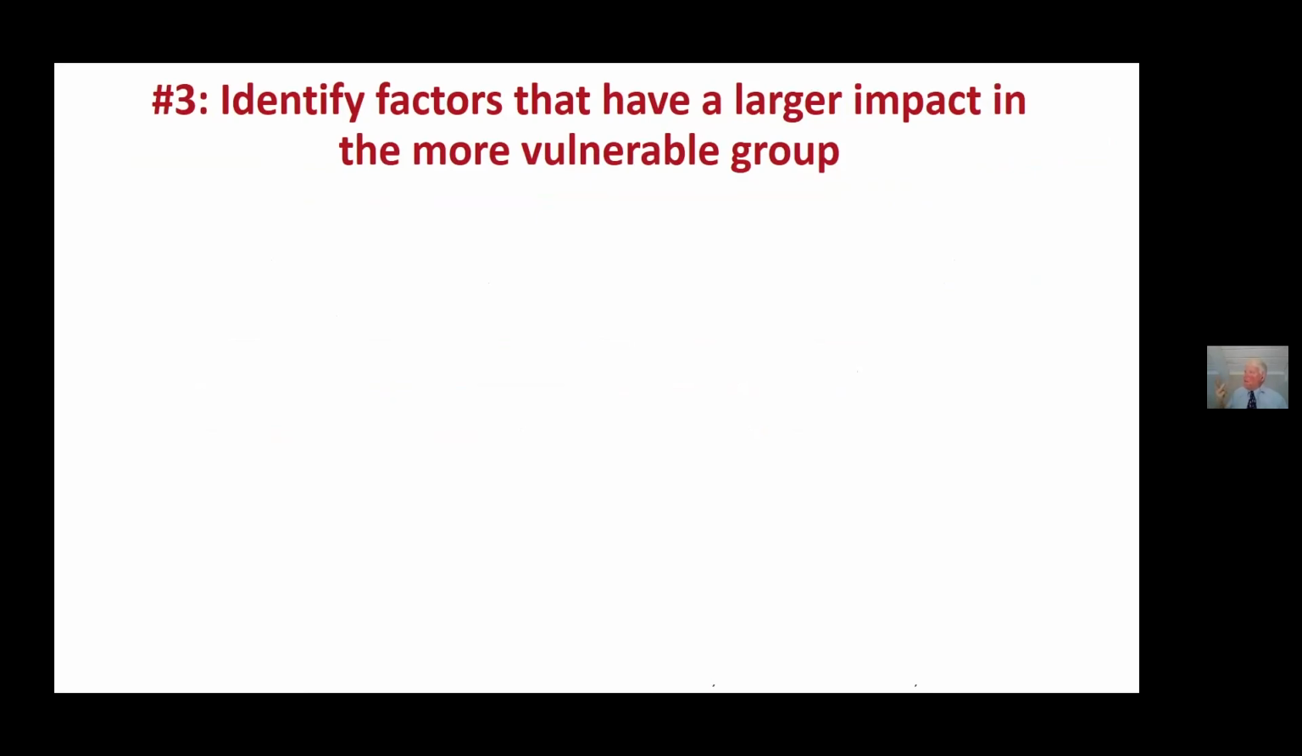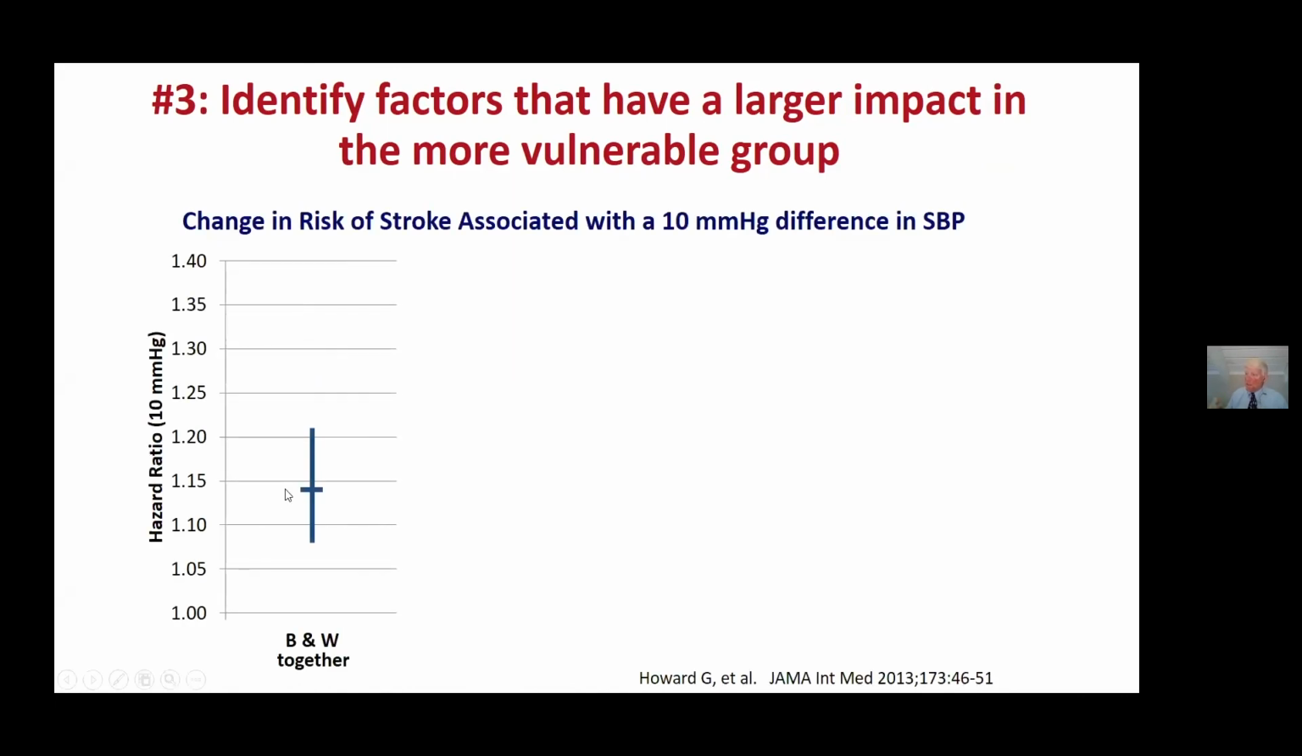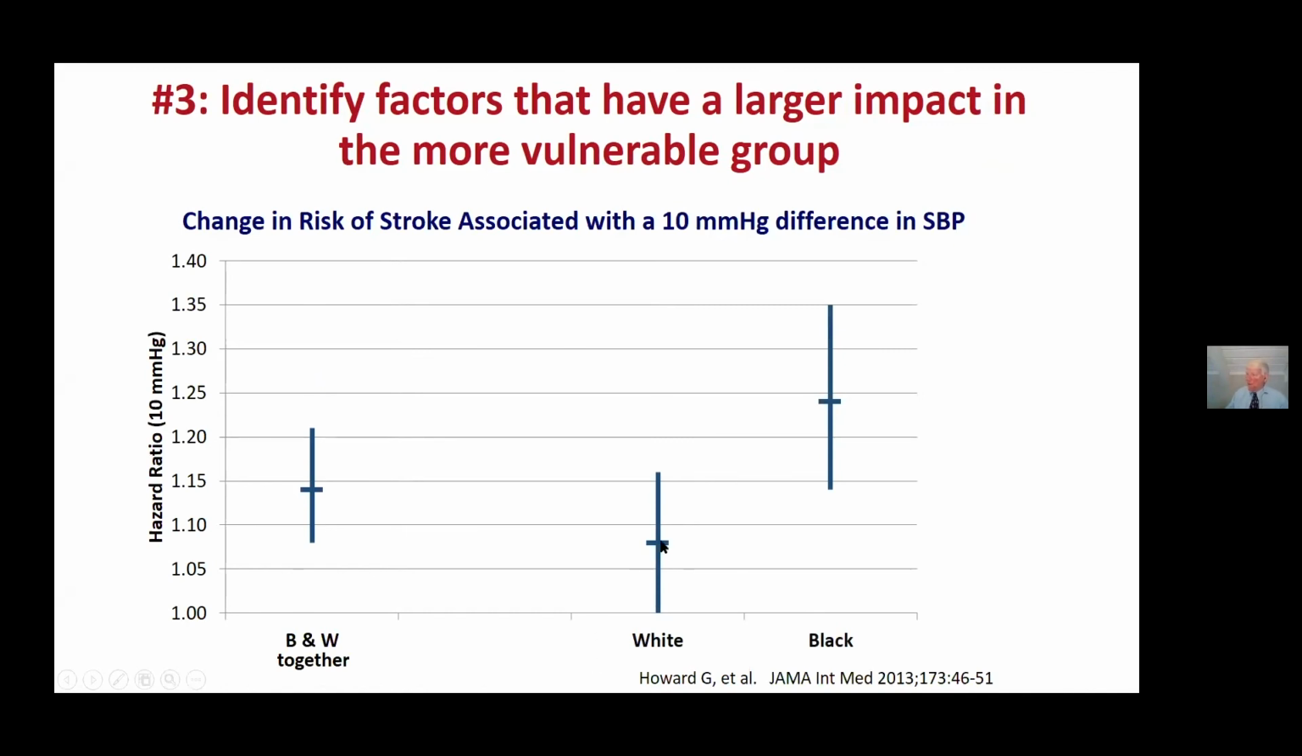But anyway, the third approach is to identify factors that have a larger impact, as effect modification by race or region. So this is the change in stroke risk. The vertical axis is the hazard ratio for stroke for a 10 millimeter difference in blood pressure. And so if I reduce blood pressure by 10 millimeters, this suggests that there'll be about a 14% reduction in stroke risk. But if I look at that by race, it turns out that there's an 8% reduction in whites, but a 24% reduction in Blacks.